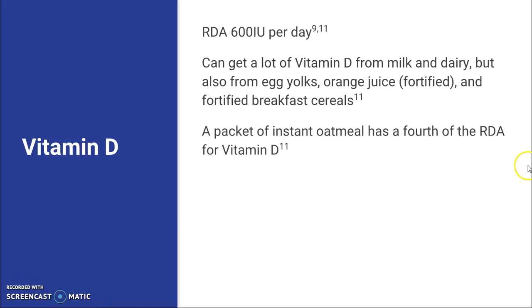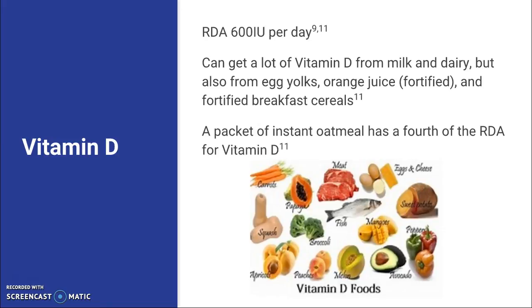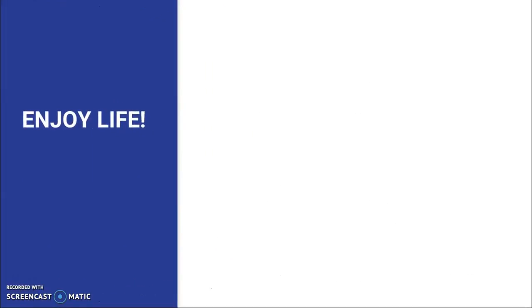But just FYI, a packet of instant oatmeal has 1/4 of the recommended daily allowance for vitamin D. You just have to be careful that it's not full of sugar. So getting the plain stuff and adding your own cinnamon to it and maybe blueberries are a wonderful way of getting all 3 of these nutrients for breakfast. And there's also vitamin D in squash, carrots, papaya, fish, mangoes, broccoli, eggs, cheese, some other things.